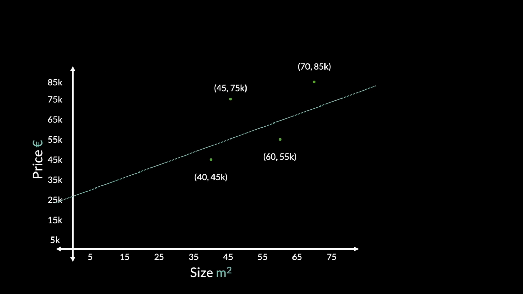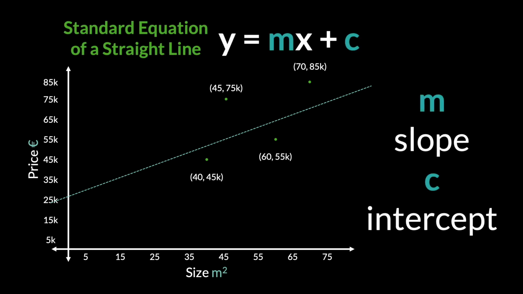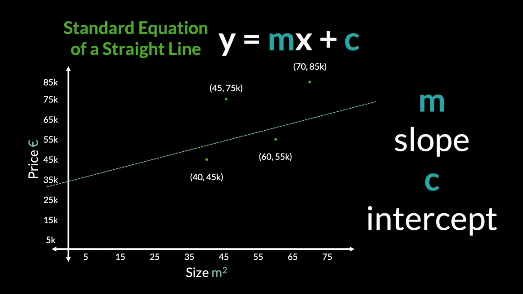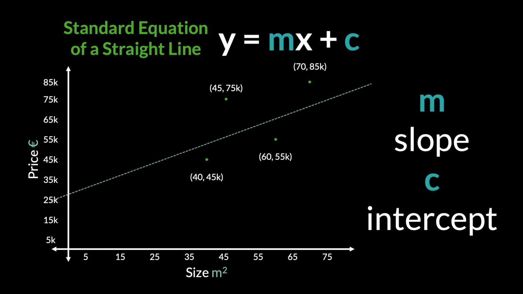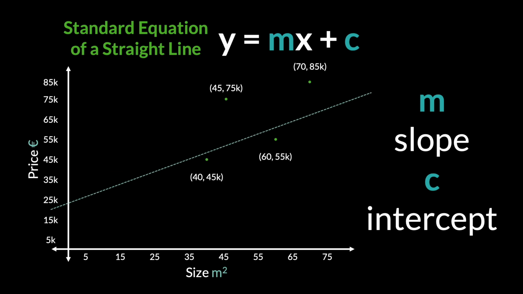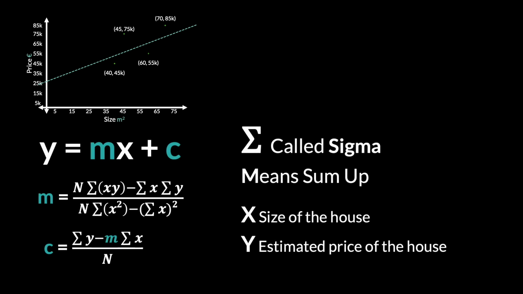Now, this technique has a mathematical backbone to it, which says that for a line that is represented by an equation y = mx + c, the slope or the tilt of the line is the value m, and the constant c is known as the intercept, which is actually where the line cuts through the y-axis, as you can see on the left-hand side. The following are the individual formulas for m and c, and this scary little symbol that you see is actually called sigma, and it means to sum up, while the value of x here is the size of the house and y the estimated price.